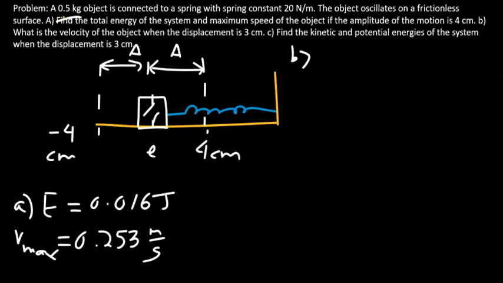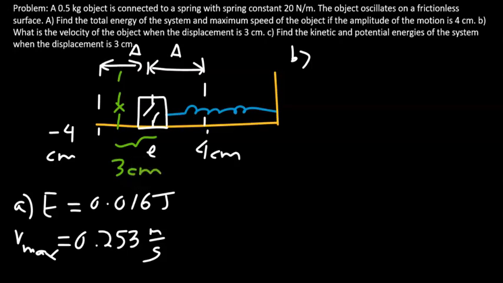Now let's do part B. What is the velocity of the object when the displacement is 3 cm? So let's assume the object or the block is here and the displacement is 3 cm.